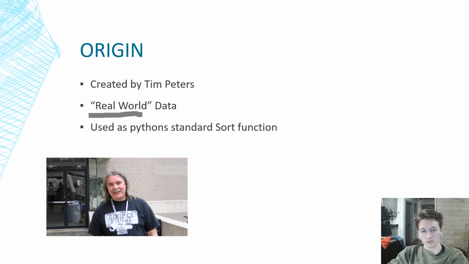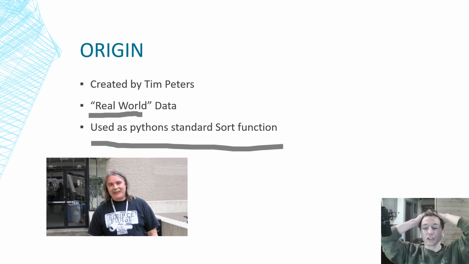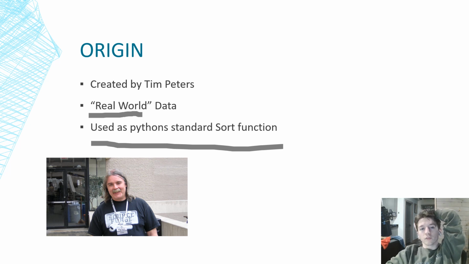And the algorithm really is quite fascinating. It's used as Python's standard sort function and has been since the algorithm's creation in 2002. It's also been used in Java, I believe, as their standard sort function. One more fun fact, Mr. Peters is actually the writer or the creator of the Zen of Python, which is a neat little poem guideline for writing good Python code in Tim's opinion.